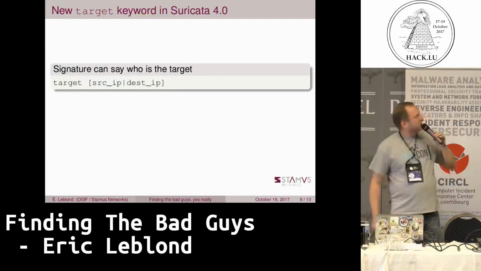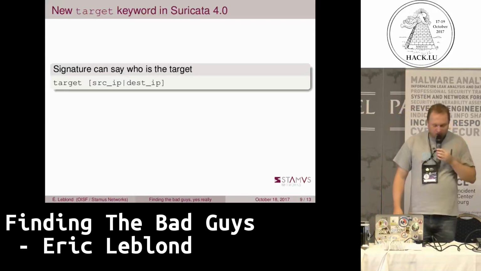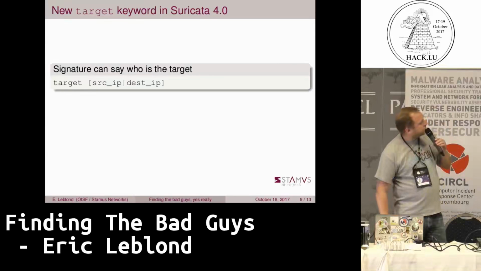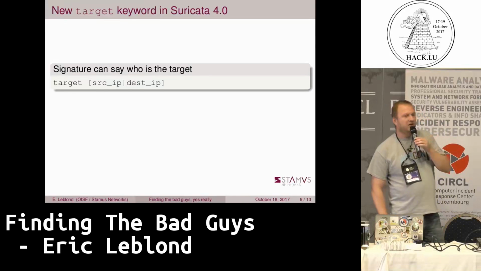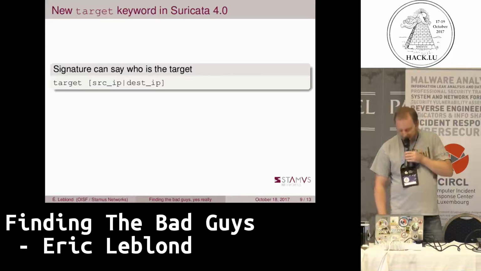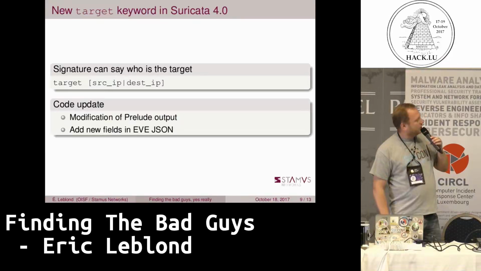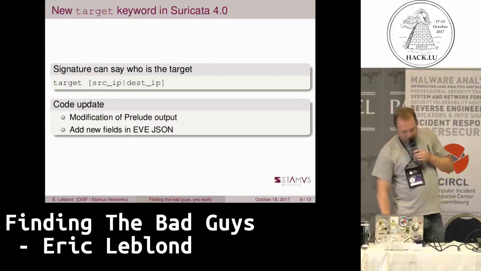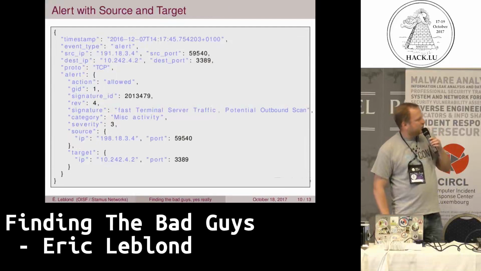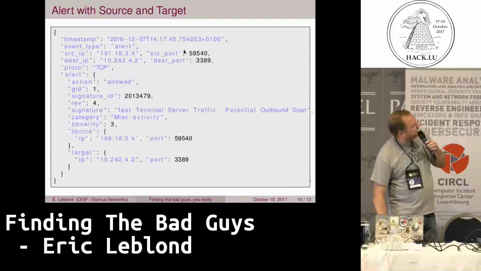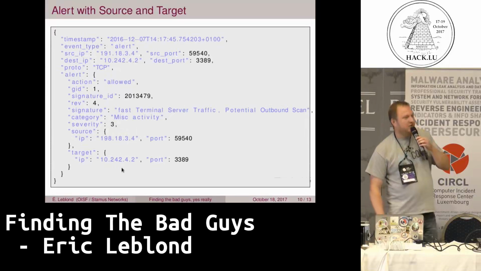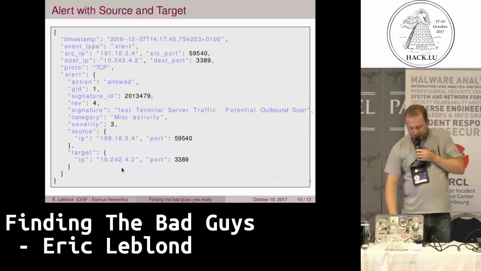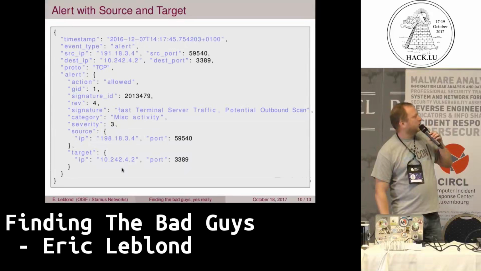So I introduced in Suricata 4.0 a keyword named target, which allows you to say that the target of an attack is the source or destination IP in the alert. I updated the code, fixed the Prelude output, and then extended the JSON output. Now in the JSON output, if you have a signature with a target keyword, then inside the alert object you've got the source IP and the target IP. So you can use this value to do the graph that we wanted to do.